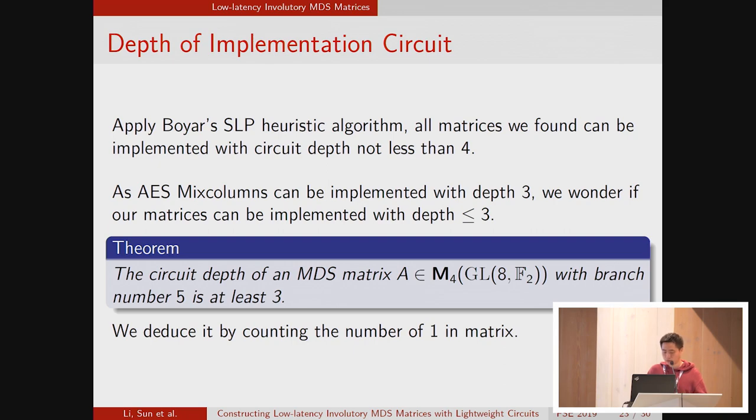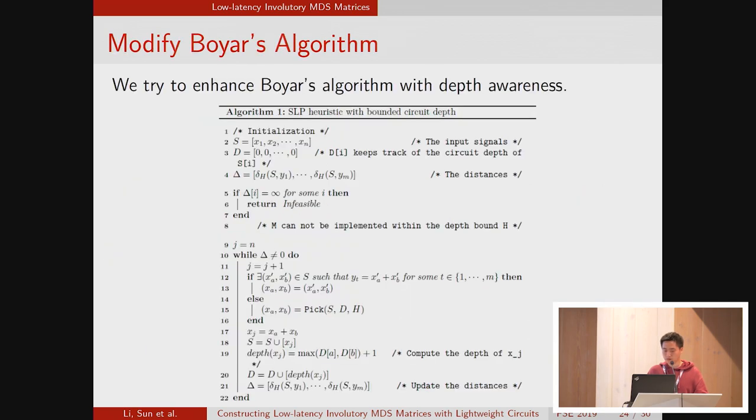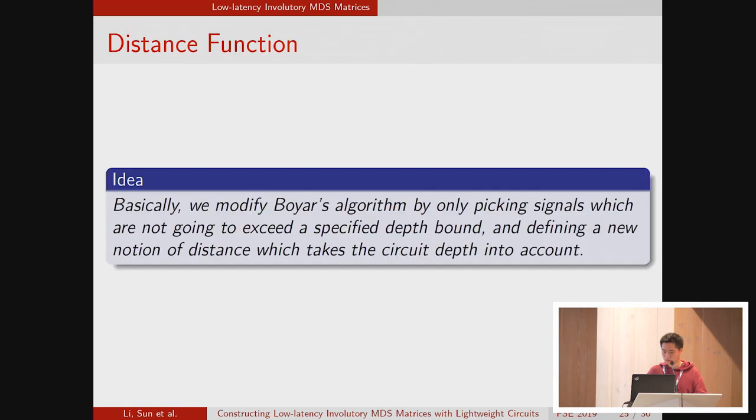And we have this theorem. The circuit depth of an MDS matrix A in 32 by 32 with branch number 5 is at least 3. It's a trivial deduction, but we just count the number of 1s in the matrix. So we try to enhance Boyer's algorithm with depth awareness. The difference is in the choice of distance function. Basically, we modify Boyer's algorithm by only picking signals which are not going to exceed a specified depth bound and defining a new notion of distance which takes the circuit depth into account.